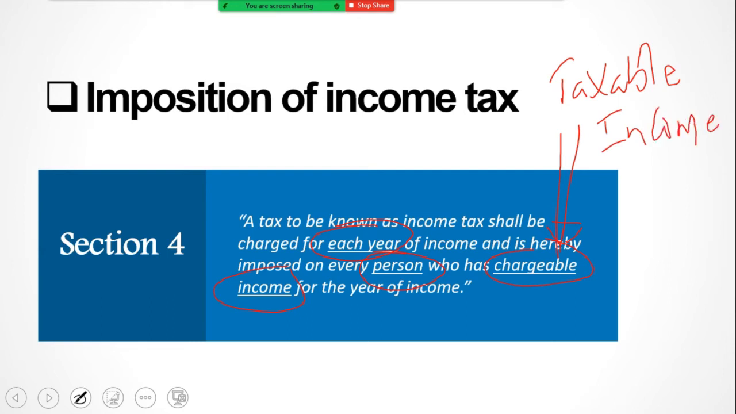That is the income that is taxable. It is the income to which we are going to apply the tax rate. Now, that is section 4. So it means that the law must be designed in such a way that it clearly makes people understand what we mean by the year, what we mean by a person, what we mean by chargeable income.